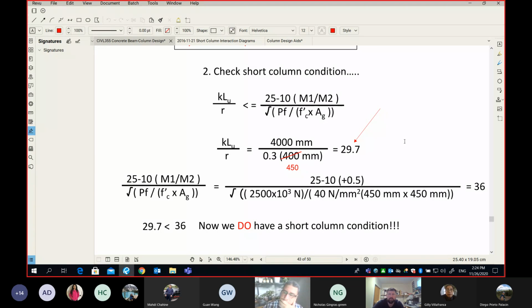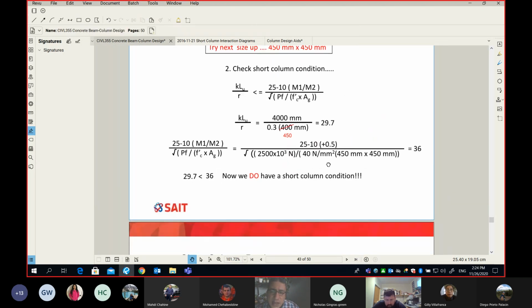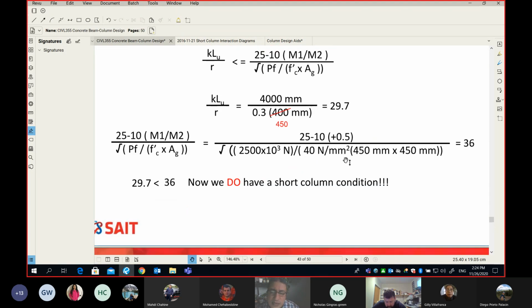29.63. Okay, so it looks like the number is right. I'm not going to say that this is the problem. The only thing is, please correct this on your slide and take a note that this is 450. We're dividing by the new dimension that I picked. Okay, and I'm going to do the condition one more time. Everything is the same except this part here, which is the gross area, now 450 by 450 instead of 400 by 400.